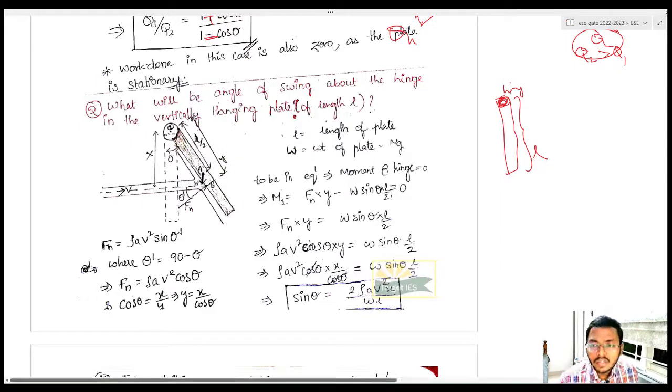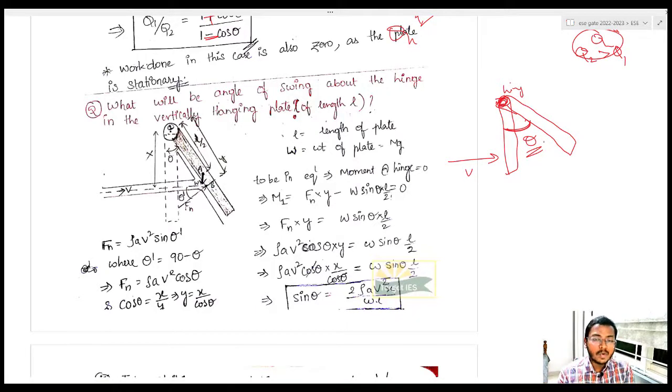Now you are hitting it with a water jet with some velocity v. So obviously now it will change its position, it will try to rotate, right? So now you have to find out what this angle theta is. Just try to solve what should be the angle theta. Socho, just imagine, apply your brain and try to analyze this problem.